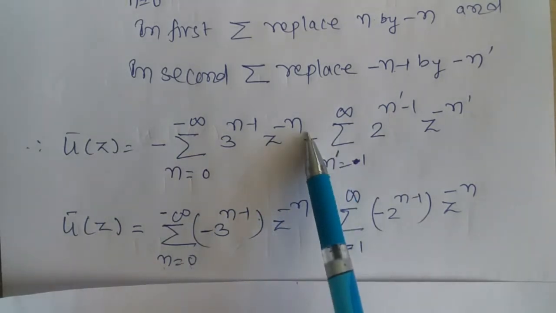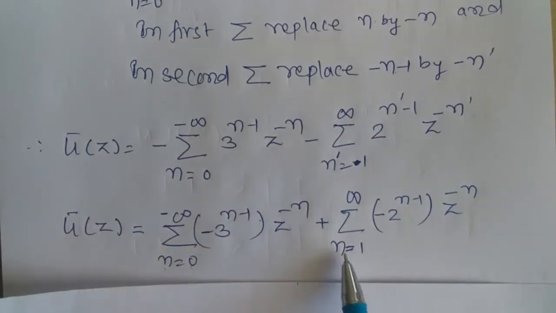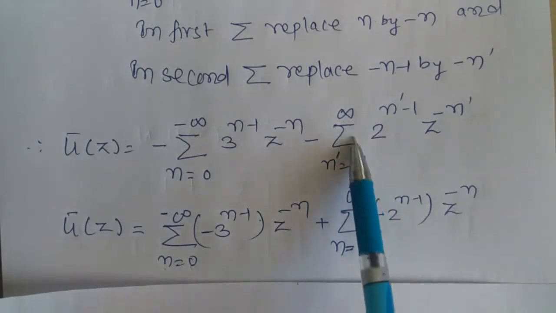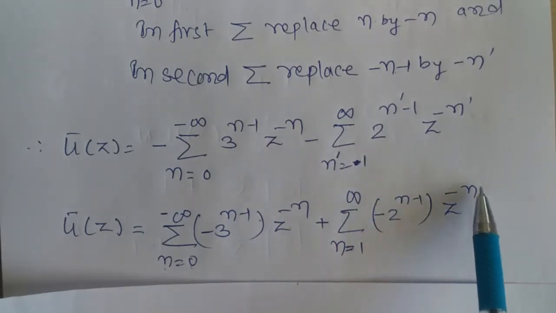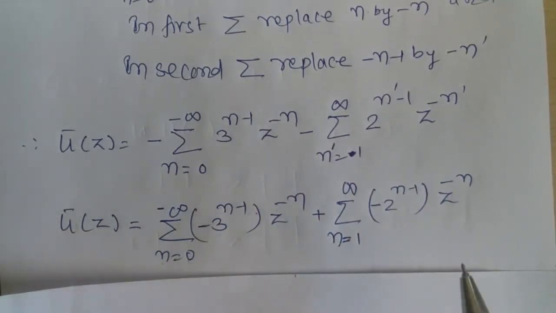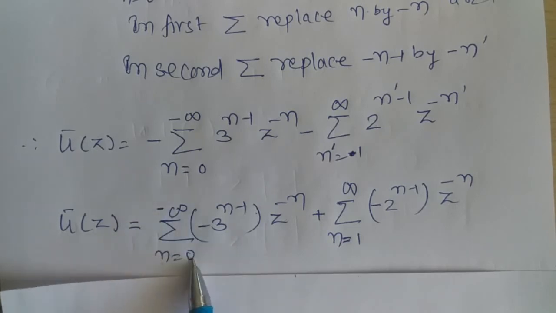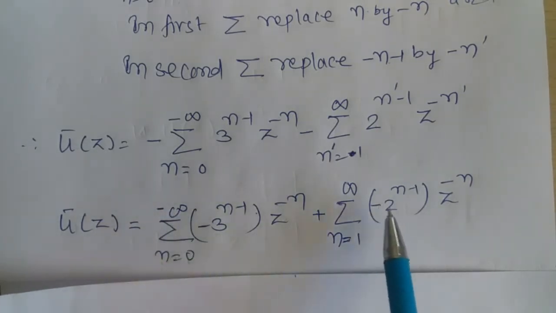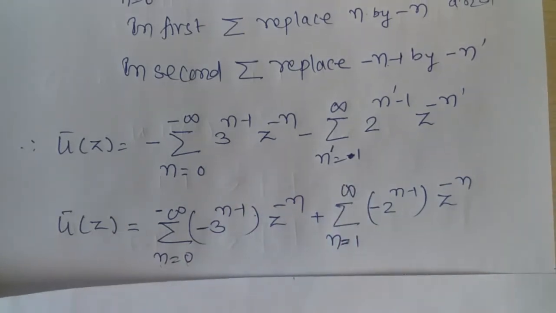And here positive plus, we write this negative sign with 2, then we have n from 1 to infinite, then we have minus 2 power n minus 1 into z power minus n. Here n dash we write n. Now the coefficient of z power minus n is un. So this is un for n less than equal to 0, because 0 to negative infinite, and this is your un for n greater than equal to 1, that is from 1 to infinite.